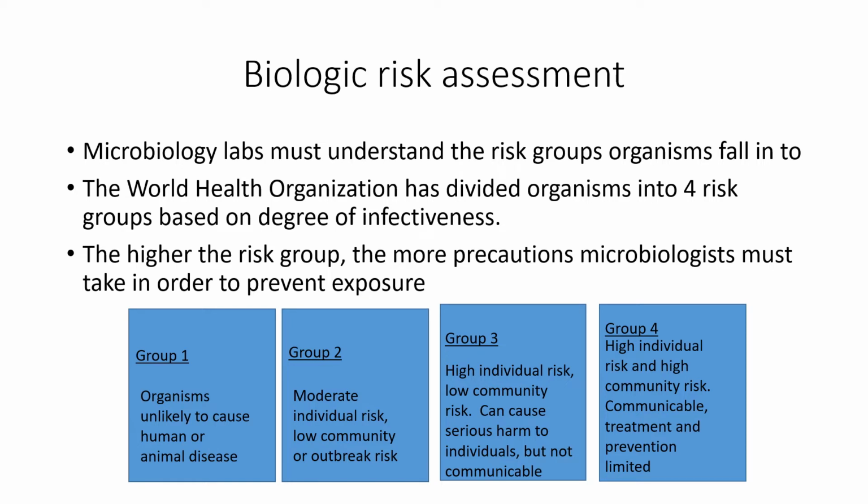This is where the organisms have a high individual risk and high community risk. These organisms are communicable, and the treatment and prevention of these diseases is a little bit limited. Some examples of organisms that fall into the Group 4 category would be the smallpox virus and Ebola.